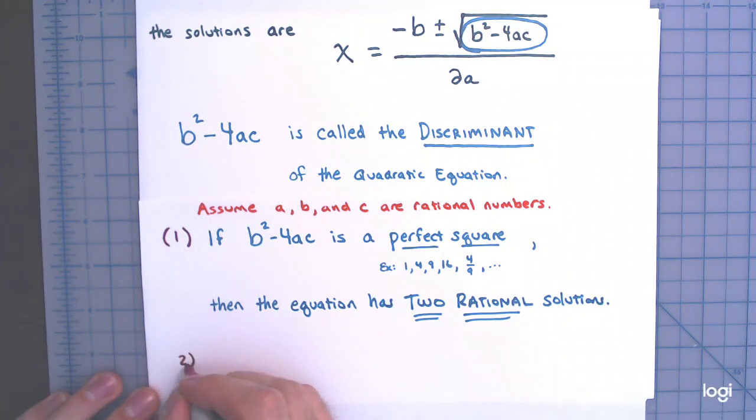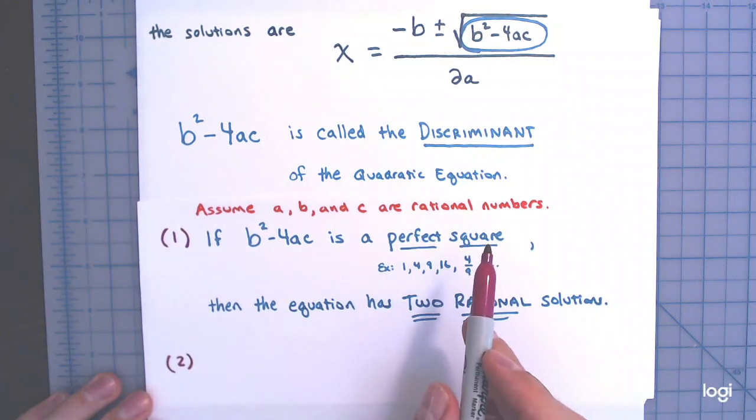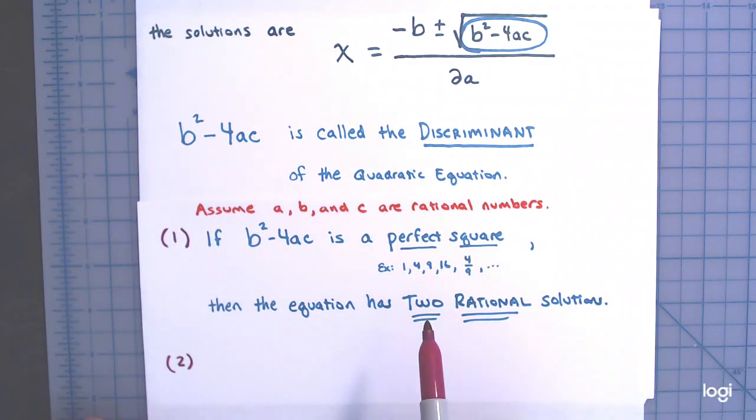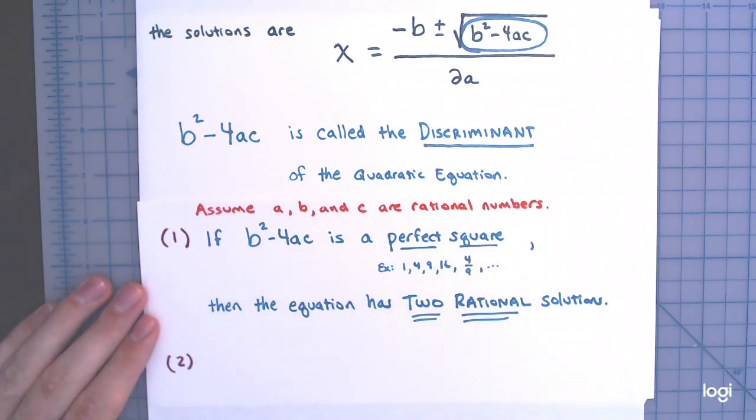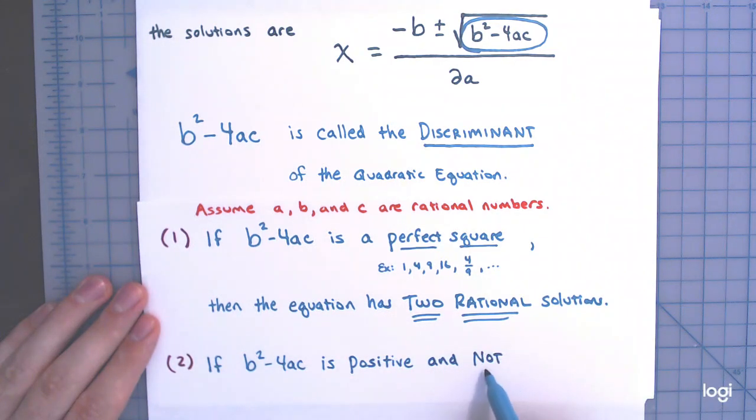Number 2. So if b squared minus 4ac is a perfect square, we can say something about the solutions, what types of solutions we're going to get and how many. Well, what if b squared minus 4ac is not a perfect square, but still not negative, but still positive? Let's stick with positive numbers, but not a perfect square. It is positive and not a perfect square.